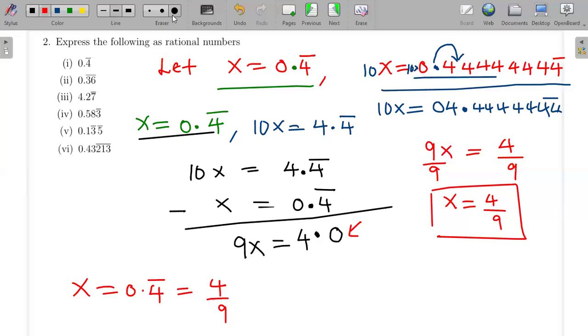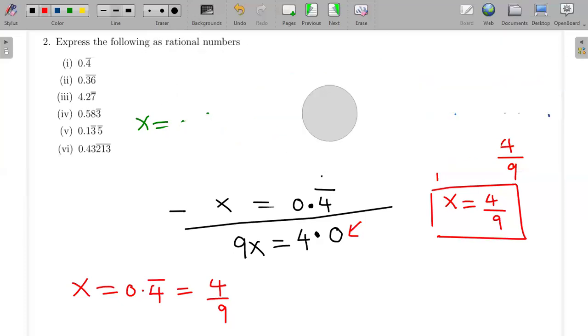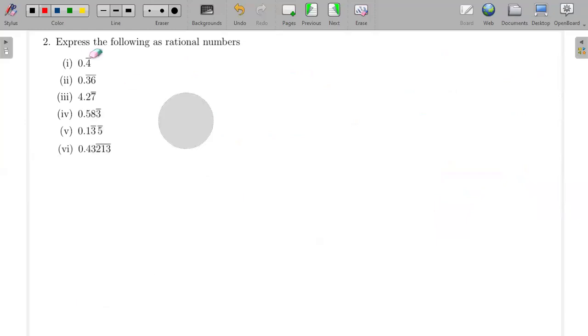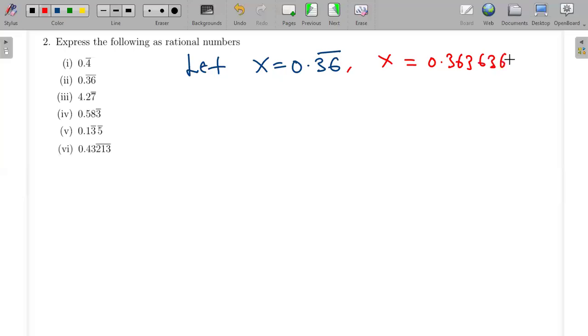Okay, let's look at the other one, so we solidify the concept that we are trying to learn here. The next one is 0.36 bar. I'm going to say let x equal 0.36 bar. Now you see the bar is on the 3 and 6, meaning the 3 and 6 repeat. So I can also write this as x equals 0.36, 36, 36, 36, just like that. The 3 and 6 continue to repeat.